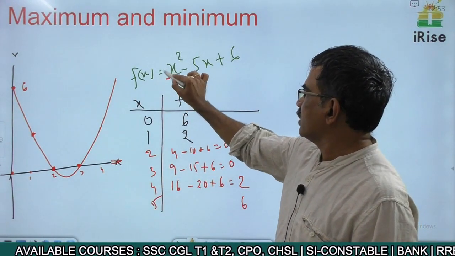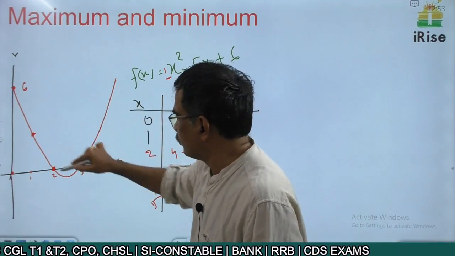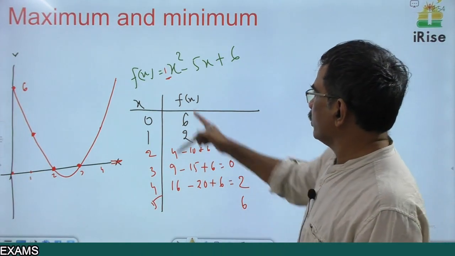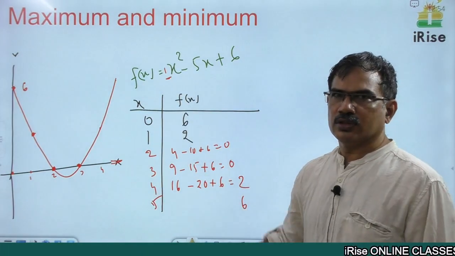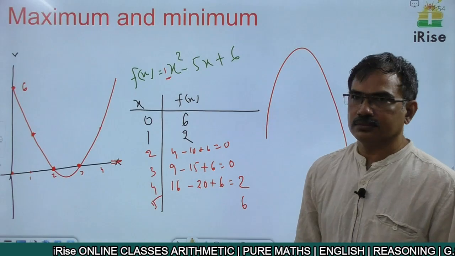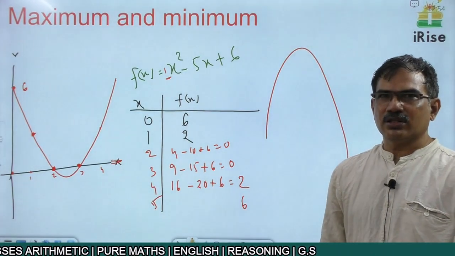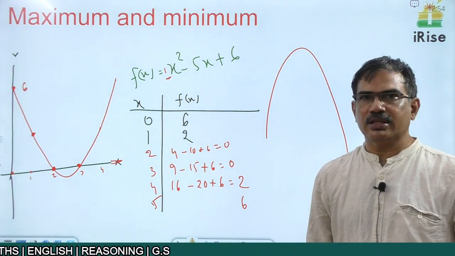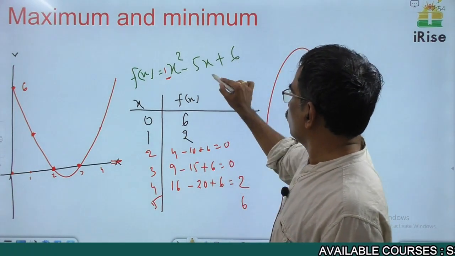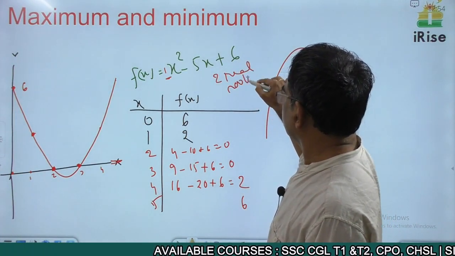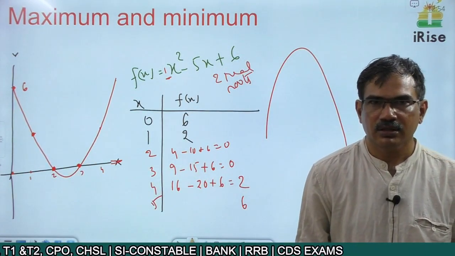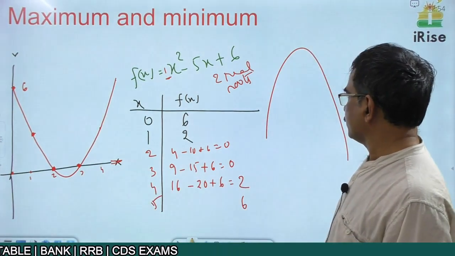If the coefficient of x square is 1, which is positive, we get an upward parabola. And if the coefficient of x square is negative, you can check, we get a downward parabola. And one important point, actually a very difficult, lengthy topic in intermediate also: if the curve cuts the x-axis at 2 points, it is having 2 real roots. If the curve intersects the x-axis at 2 different points, then it is having 2 real roots.